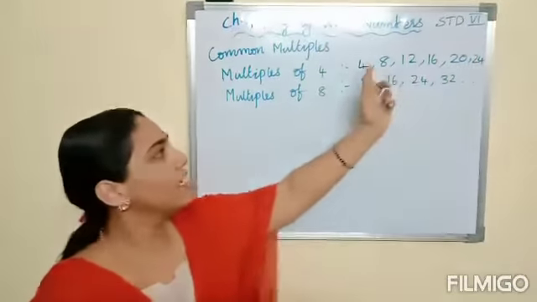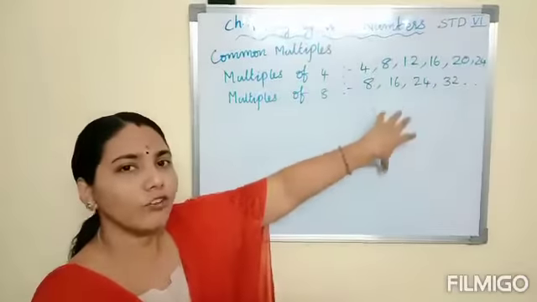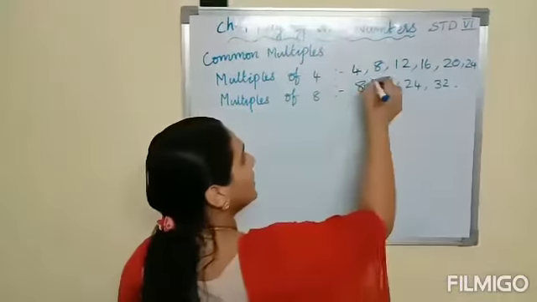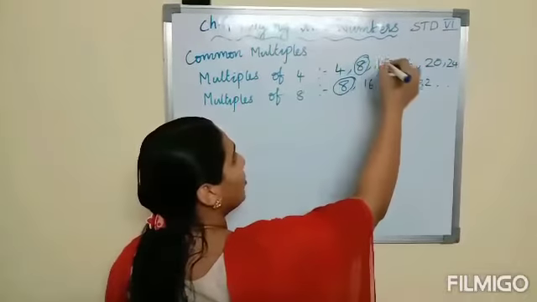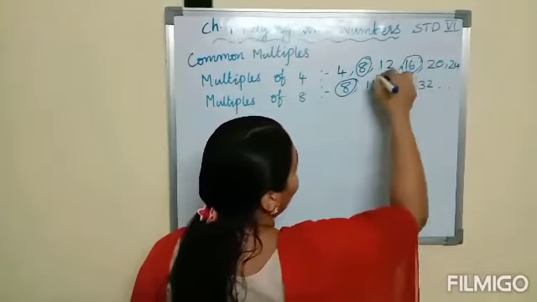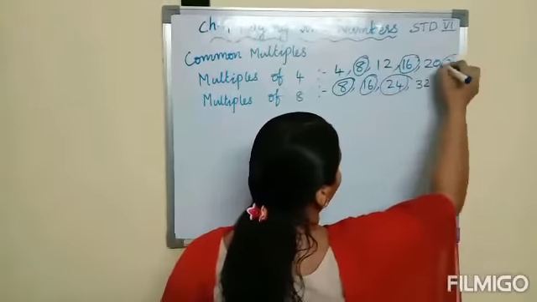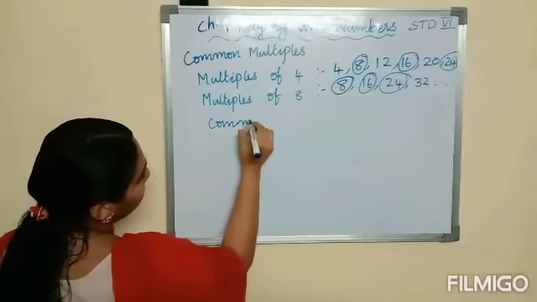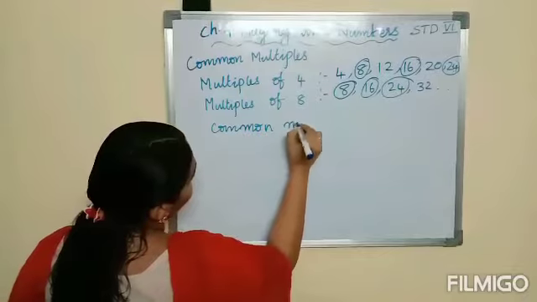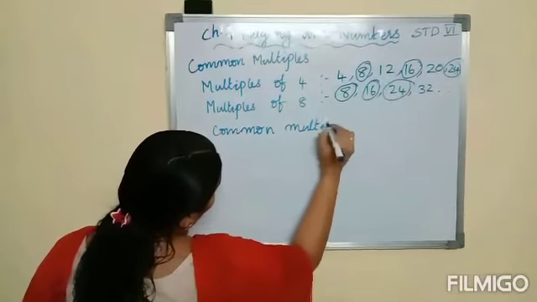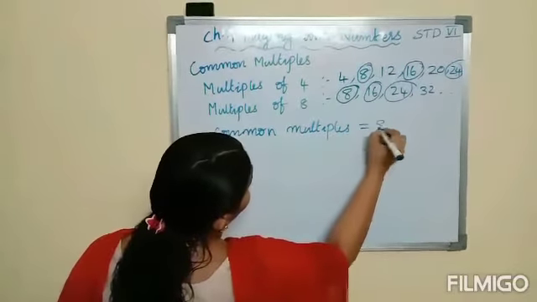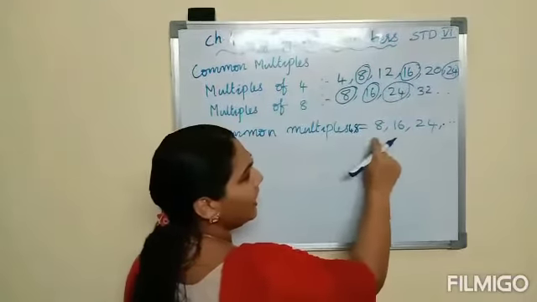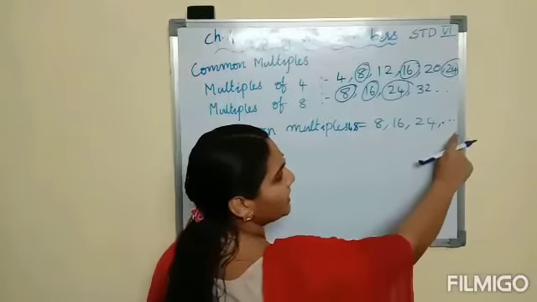It goes on endlessly. Now we want to find out the common multiples. Which are common here? We can say that 8 is common, 16 is common, 24 is common. So what are the common multiples? Common multiples of 4 and 8 are 8, 16, 24, etc. That's it.